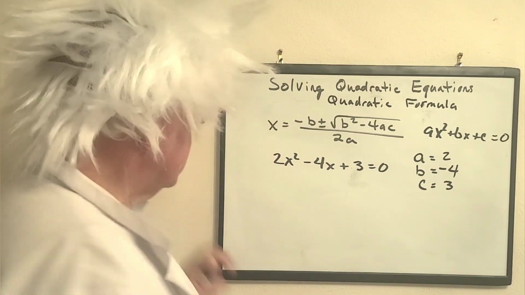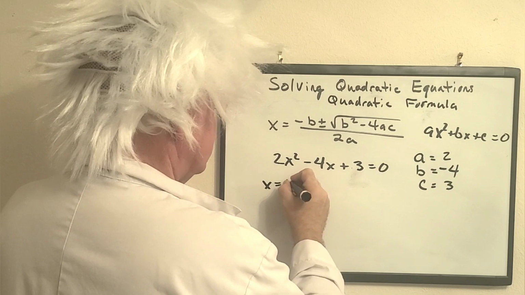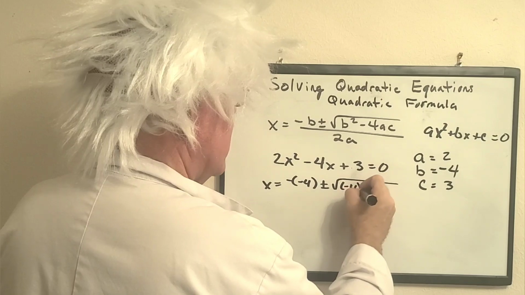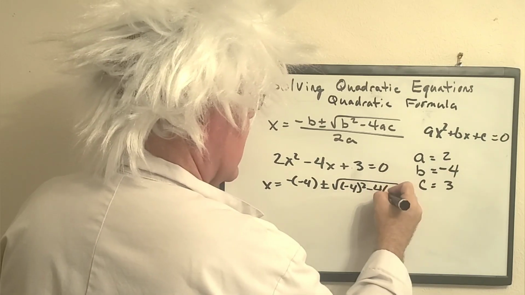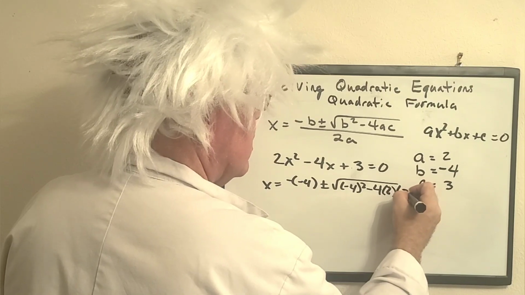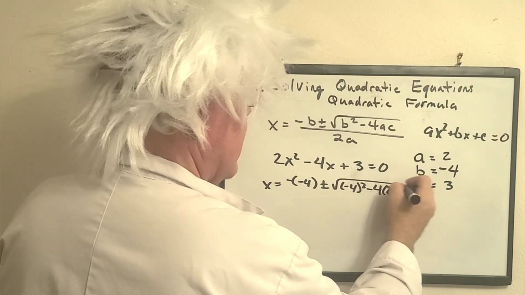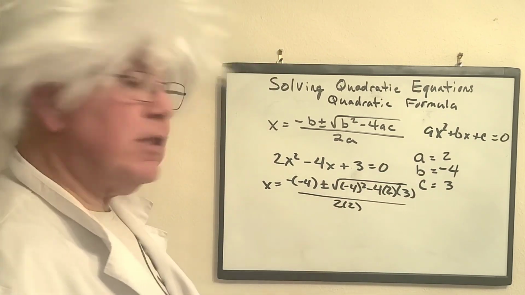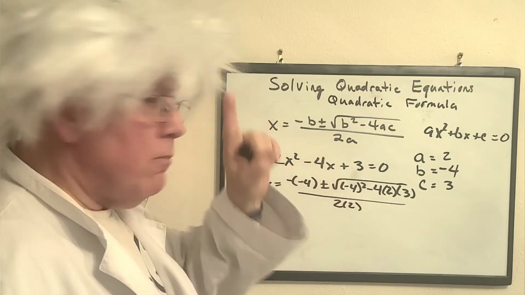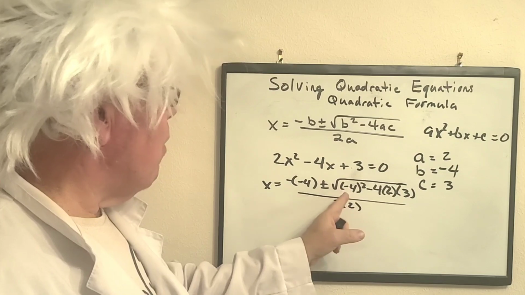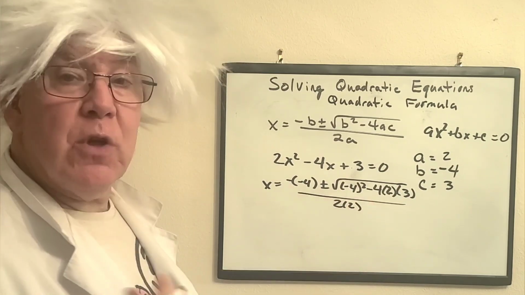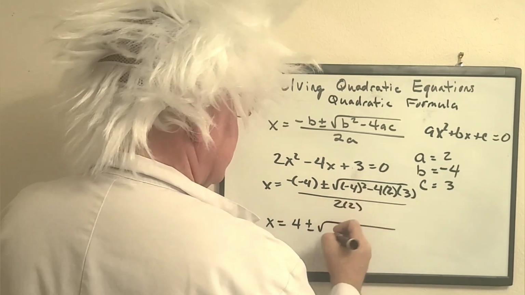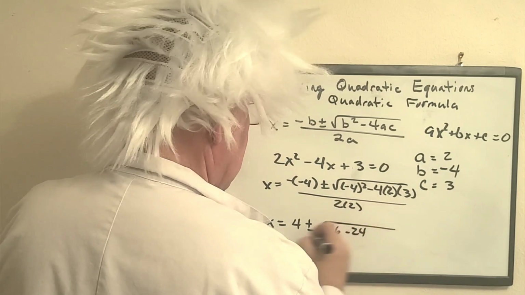Now, x equals the opposite of B, so the opposite of negative 4, plus or minus the square root of B, which is negative 4 squared, minus 4 times A, which is 2, times C, which is 3, and that is all over 2A. I know this looks really, really insane, but it simplifies like that. Now, remember this, always, you're going to have a situation where things don't always work. So, x equals 4 plus or minus the square root of 16 minus 24, over 4.